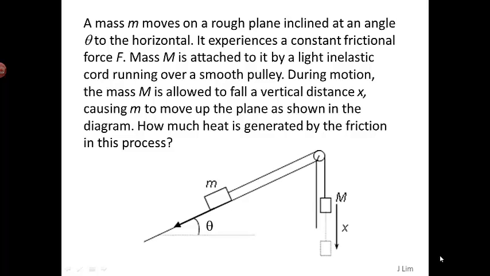A block moves on a rough plane incline at an angle theta to the horizontal. It experiences a constant frictional force F. Mass M is attached to it by a light inelastic cord running over a smooth pulley. During motion, the mass M is allowed to fall a vertical distance X, causing the block to move up the plane as shown in the diagram. How much heat is generated by the friction in this process?